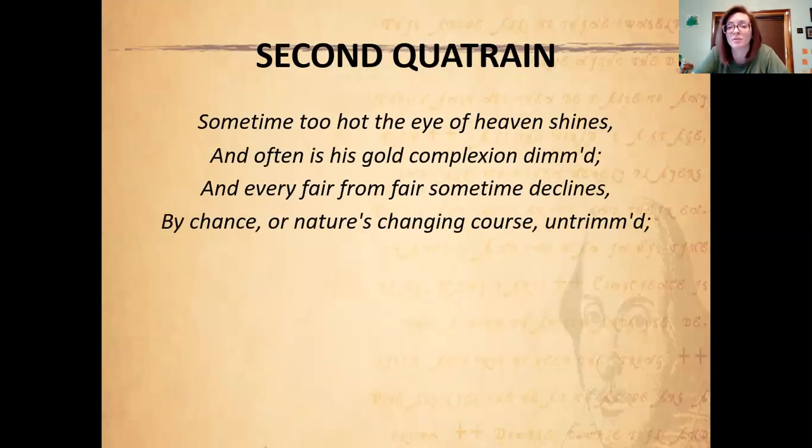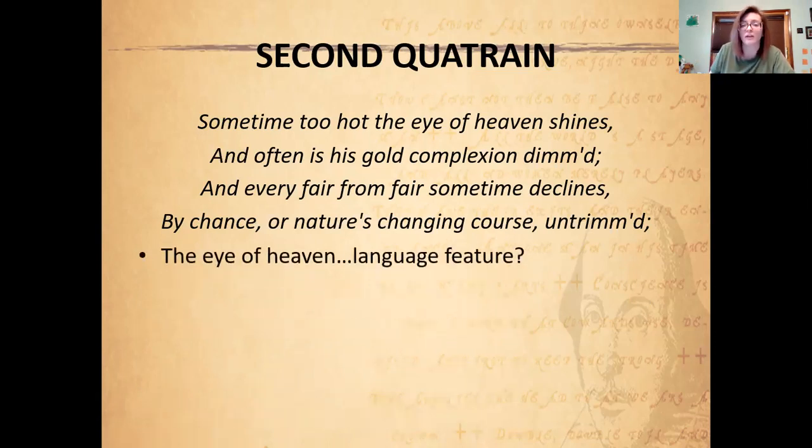Okay, sometime too hot, the eye of heaven shines, meaning sometimes it's just too hot from the sun. And often is his gold complexion dimmed. Sometimes the clouds move in. And every fair from fair sometime declines. So even the prettiest grow ugly. By chance or nature's changing course, untrimmed. So it's either by chance or nature is just taking its course and time has evolved that person.